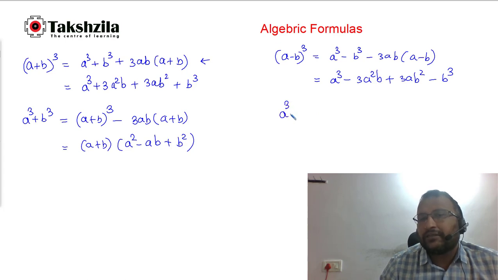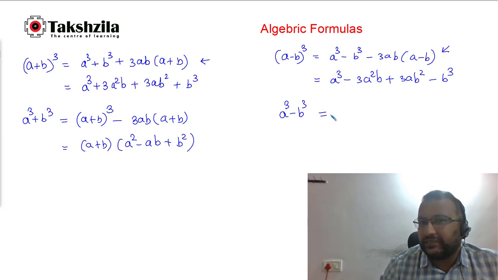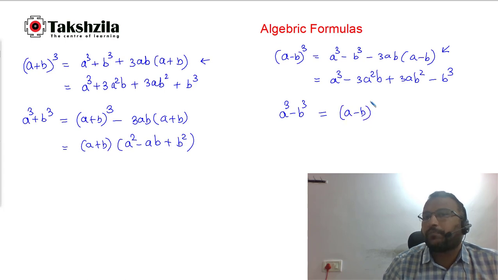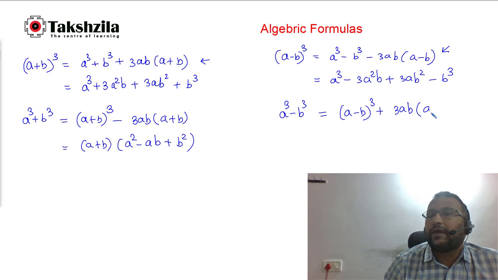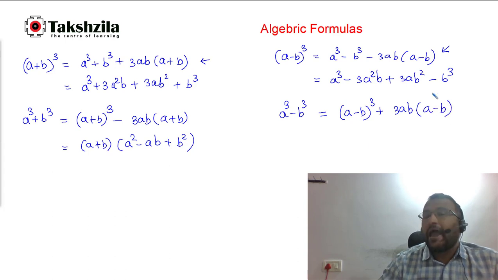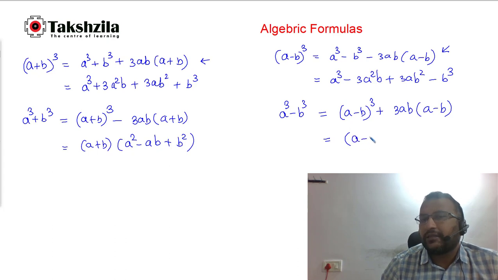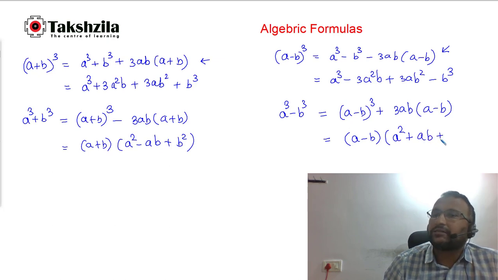Similarly, a cube minus b cube is equal to, one way you can remember it, (a minus b) whole cube plus 3ab into (a minus b). And if you simplify this further, what you will get is (a minus b) in the first bracket into, in the second bracket, a square plus ab plus b square.